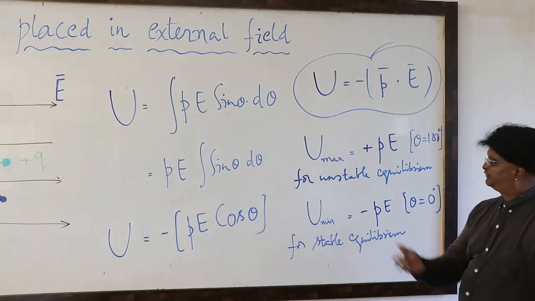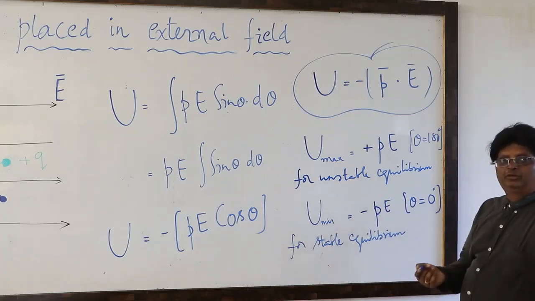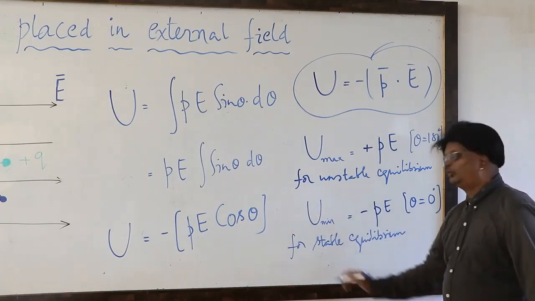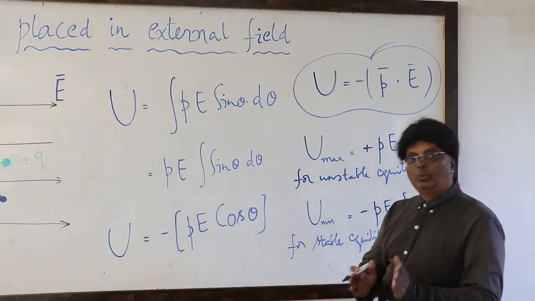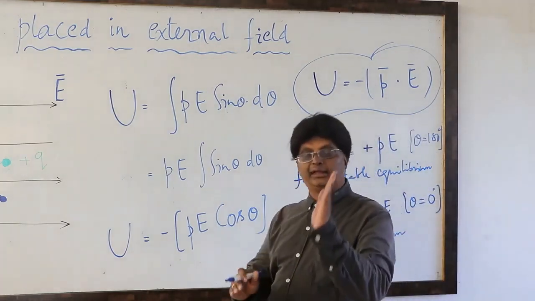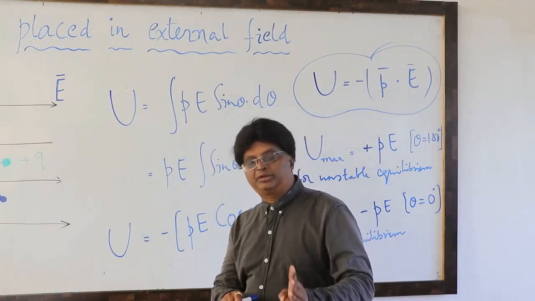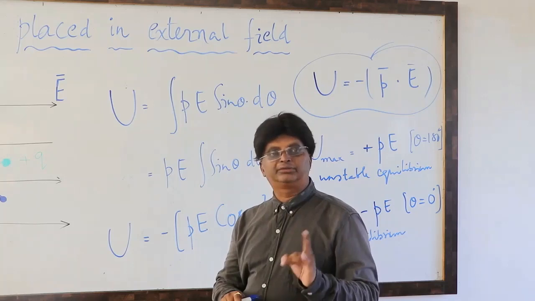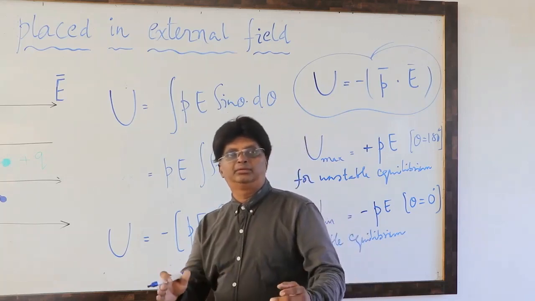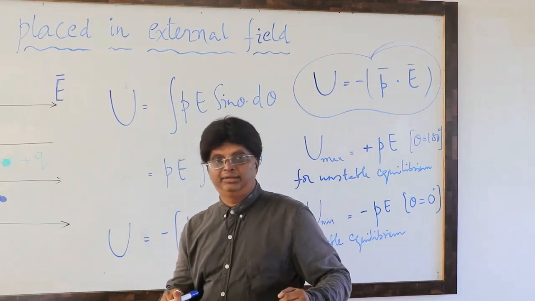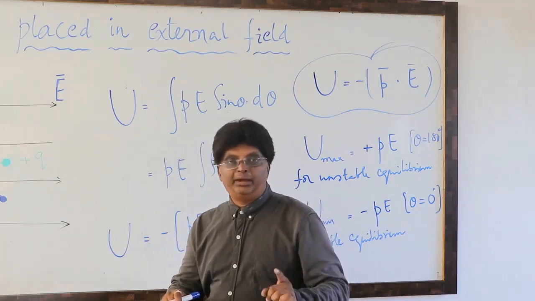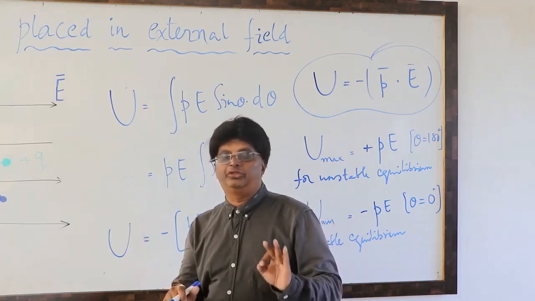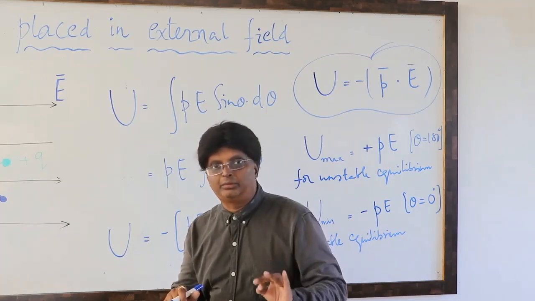Now, one more thing, U can also be 0. When is U 0? For theta equal to 90 degrees, cos theta becomes 0. Therefore, potential energy is 0 when the dipole is placed at right angles, that is perpendicular to the magnetic field. Torque is maximum and potential energy is 0, because earlier we said tau is equal to PE sin theta. For theta equal to 90, yes, torque is maximum, but potential energy is 0. Zero potential energy for a dipole is not a minimum value, remember.